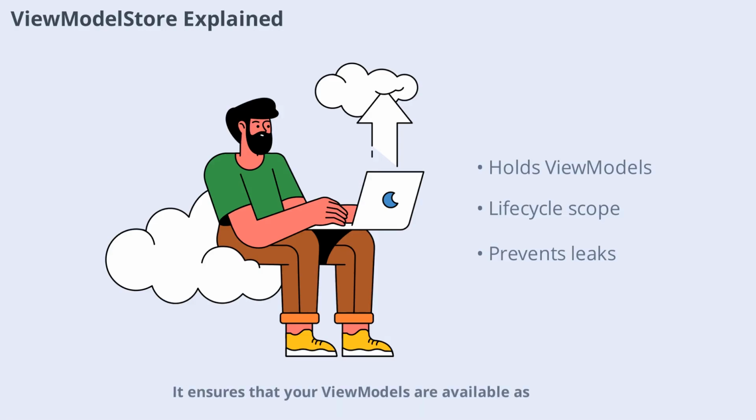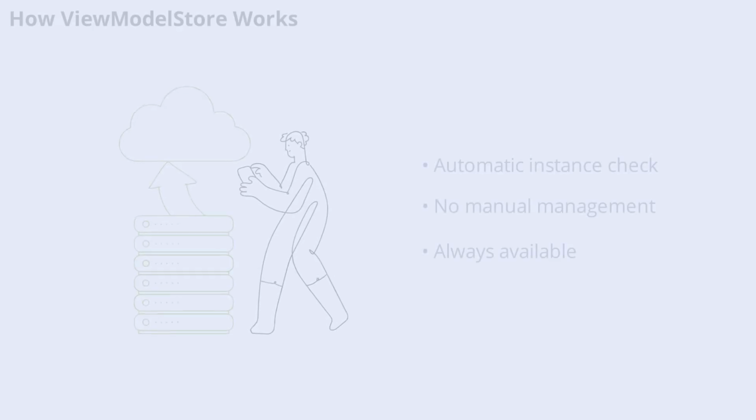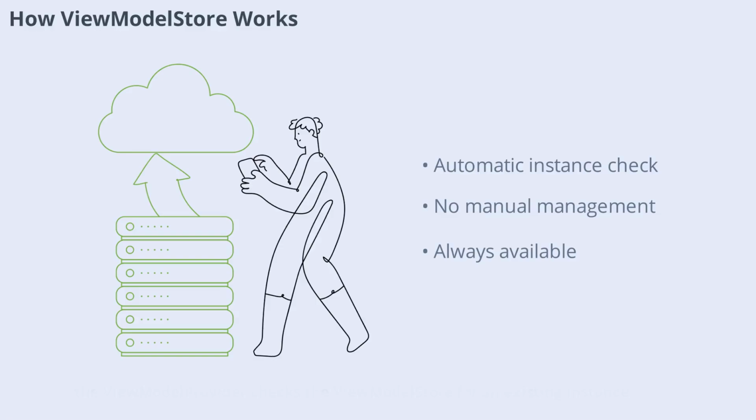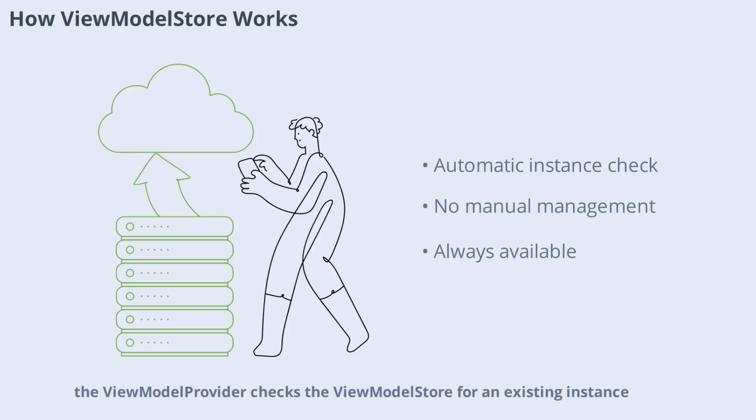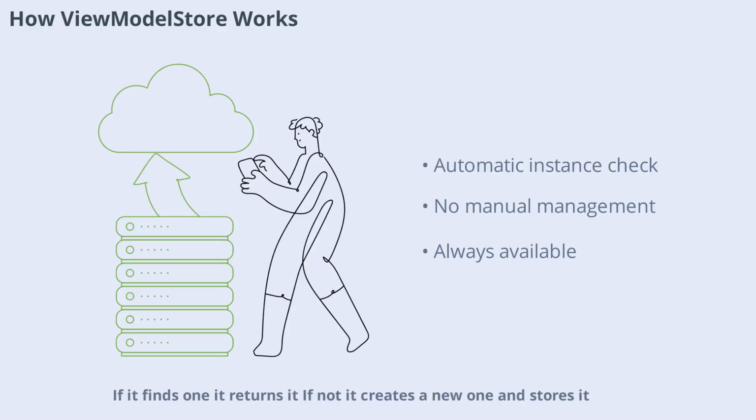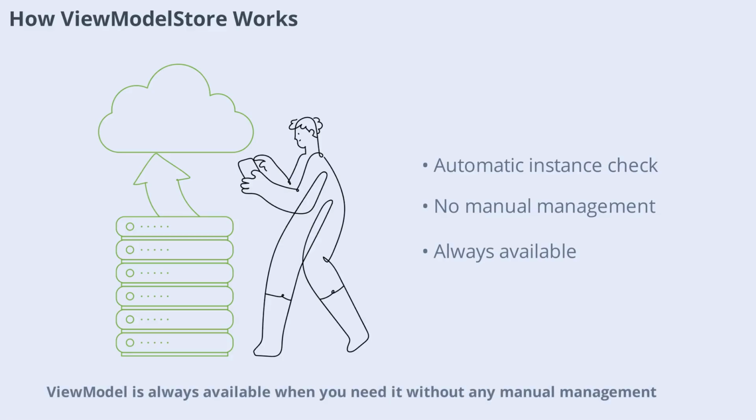It ensures that your ViewModels are available as long as the activity or fragment is alive. When the lifecycle ends, the ViewModel store clears out the ViewModels, freeing up resources and preventing memory leaks. Whenever you request a ViewModel, the ViewModel provider checks the ViewModel store for an existing instance. If it finds one, it returns it. If not, it creates a new one and stores it. This process is automatic and ensures that your ViewModel is always available when you need it without any manual management.